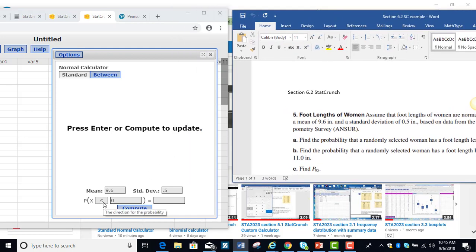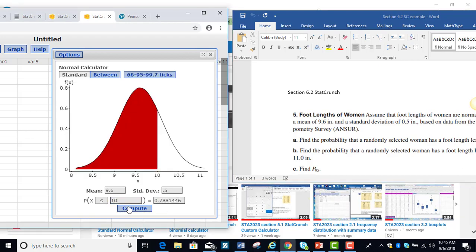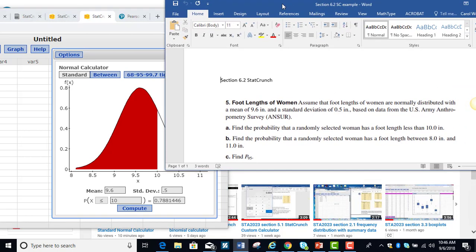So I'm going to go down here to my inequality. It's less than or equal to, I'm going to put in 10 inches, and it's going to do the graph for me. And I notice 10 is greater than the mean of 9.6, and so my probability here is greater than half of the area. It's 0.7881.